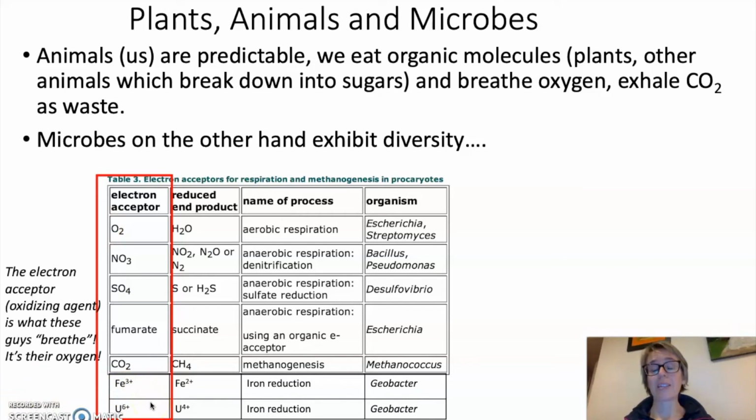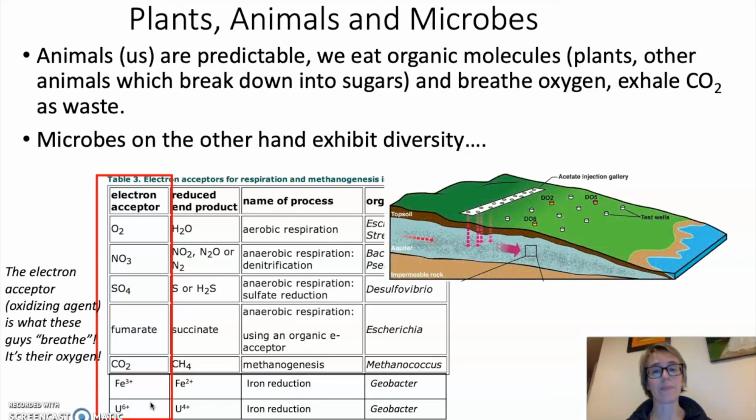Now that's really pretty cool. The reason why I say that they're breathing these things is because the electron acceptor that we use is oxygen. That's what we breathe. And that oxygen could also be considered an oxidizing agent. It's what's allowing us to break down all those sugars and carbohydrates and things that we eat. And so, yeah, microorganisms, Geobacter, for example, can breathe oxidized uranium and oxidized iron.